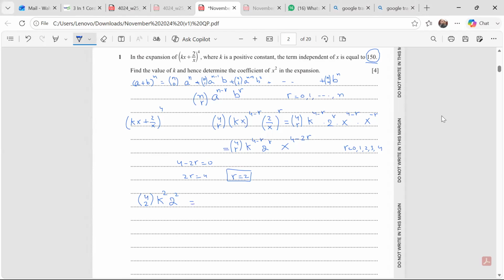So let's simplify this a little bit. 4 combination 2 is 4 times 3 divided by 2 factorial. 2 factorial is the same as 2, so this is 6. Then 2 squared is 4, and then k squared. So this is going to be 24k squared, and this is equal to 150. This is given to us. The independent term is equal to 150.